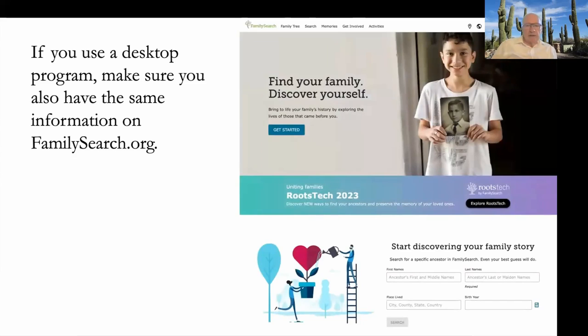And this is obviously from my perspective, but if you use a desktop program, just make sure you have the same information on Family Search. Just copy it up to Family Search. There are some of the desktop programs that will let you copy the information directly to Family Search. So I would look at those. And that makes it a lot easier for you to maintain a copy of the information that will be preserved almost without extraordinary means.